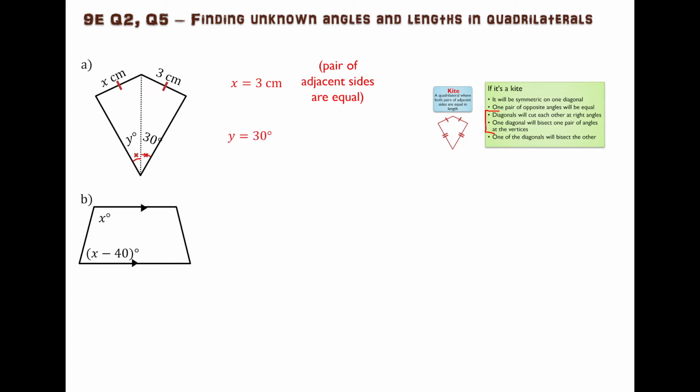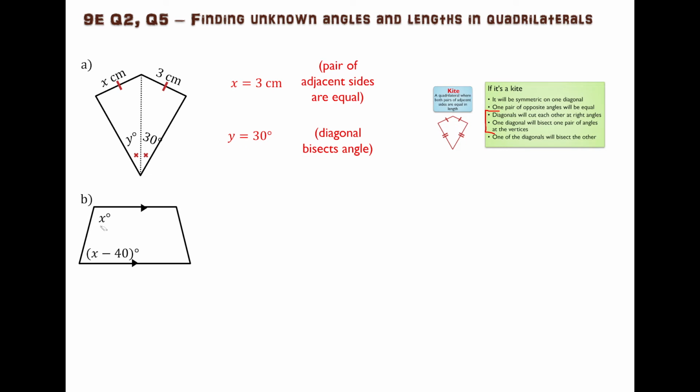Y is 30. And for a reason, we can say the diagonal bisects the angle. As long as I'm clear in what rule I'm using, I've stated the answer and I've given a reason for it, so someone could follow along and understand.